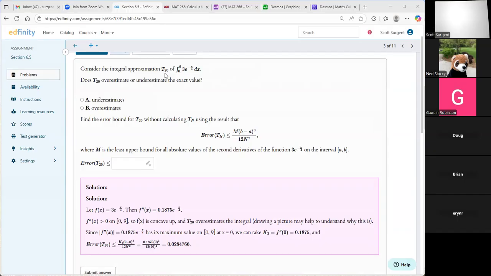Now, if you had an integral, let's say it was like 3e to the negative x squared over 4, then you've got a problem, because that doesn't integrate easily. Well, it doesn't integrate at all.